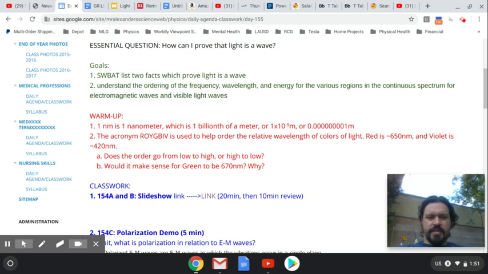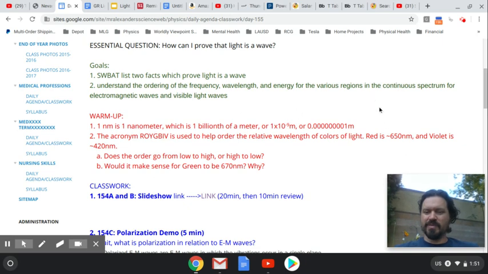Okay, let's see. Does the order go from high to low? And would it make sense for green to be 670 nanometers? Well, no, because that's outside the range. Green is here in the middle, so green must be somewhere between 650 and 420. Green is somewhere in the 500 range.